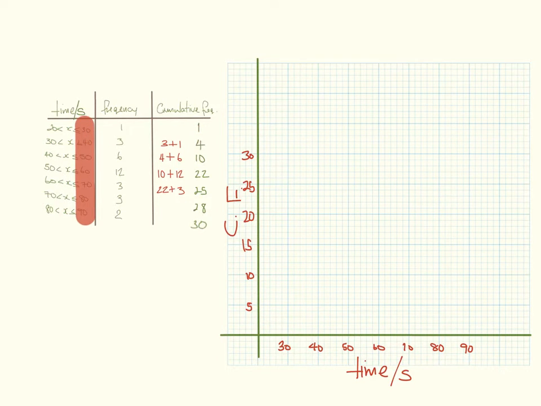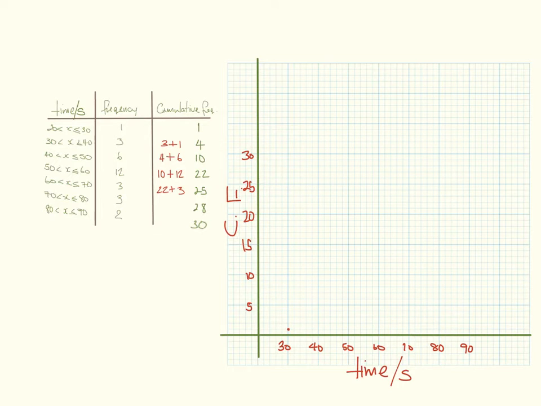40 against 4, 50 against 10, and so on, 60 against 22. So we're only plotting these upper numbers against the numbers that we have on our cumulative frequency. That's why it's called a cumulative frequency curve. So let's go 30 against 1. So that's going to give me my first point just there. It's just going to be a dot for you.